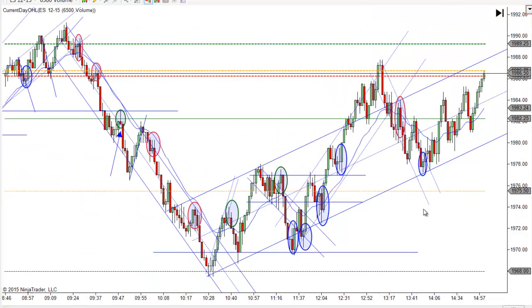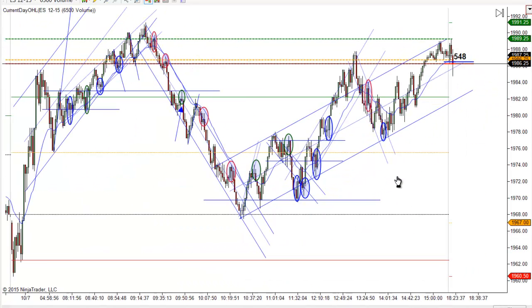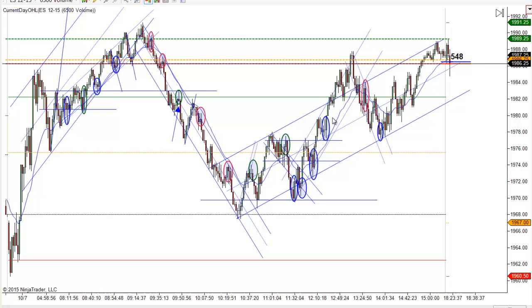So it was an interesting day. Pretty good trading day. It always helps to draw these shorter term ones, the lighter ones, because as you can see, it helps you even within the larger one.